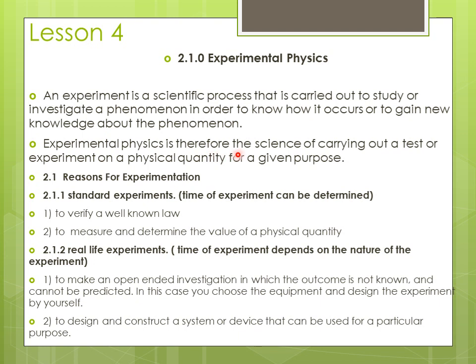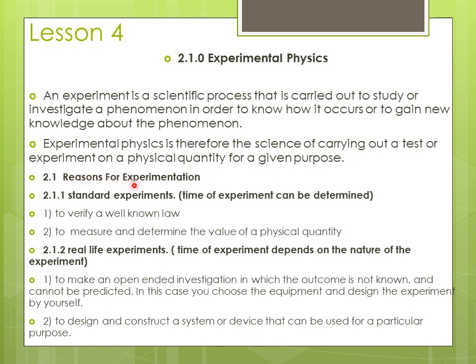Experimental physics is a science of carrying out a test or experiment on a physical quantity for a given purpose. Experimental physics is therefore the science of carrying out a test or experiment on a physical quantity for a given purpose. So it could be you're trying to carry out a test on a physical quantity. As we have said, it could even be the focal length of a convex lens. It could be the specific heat capacity of a solid block.